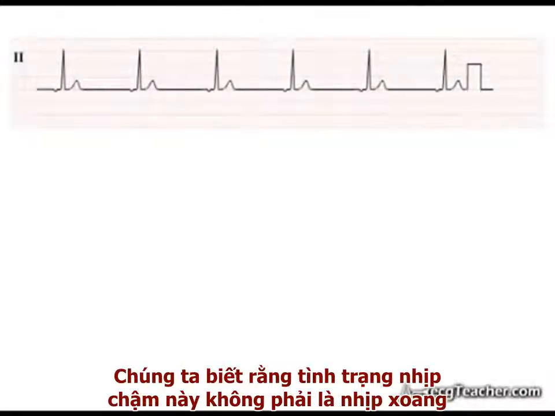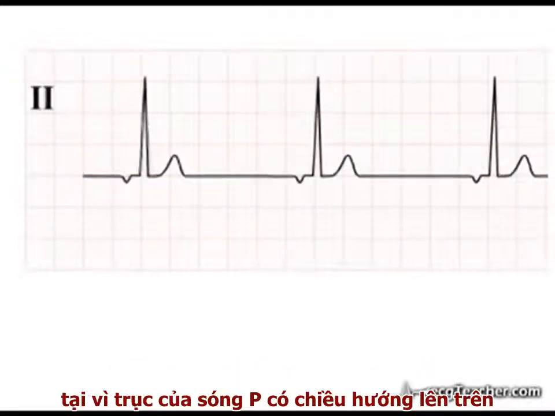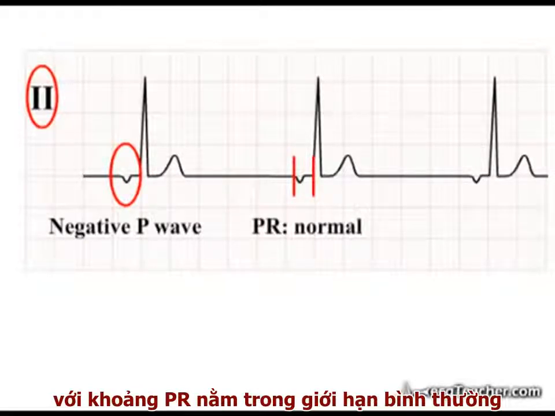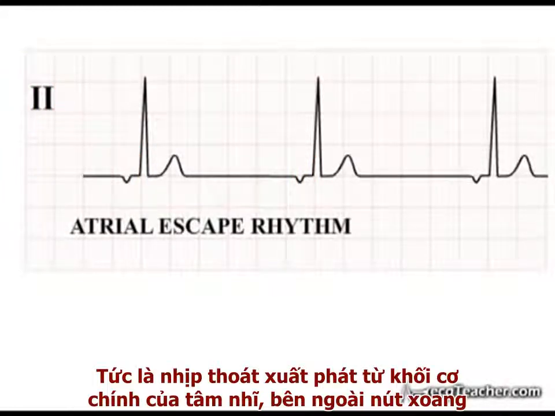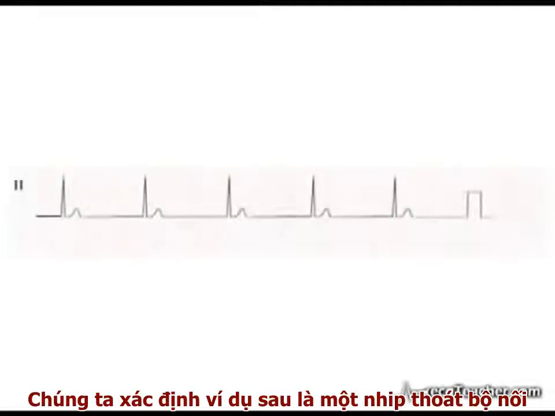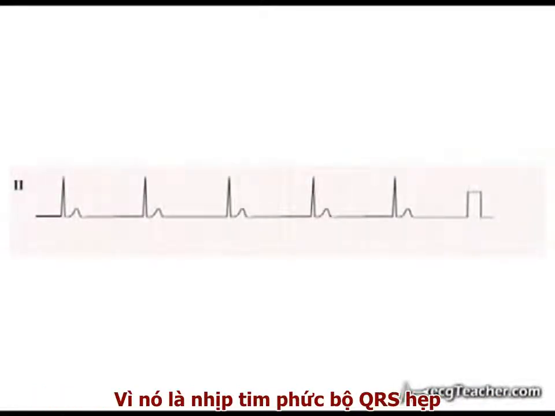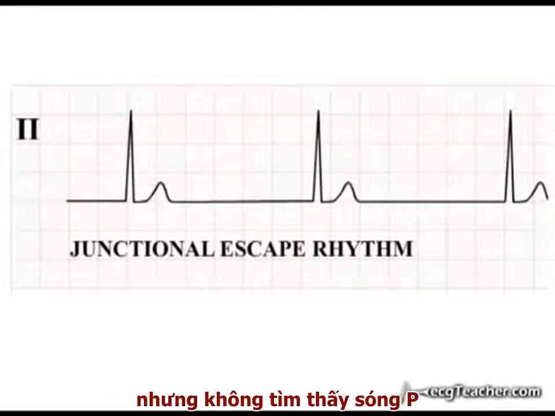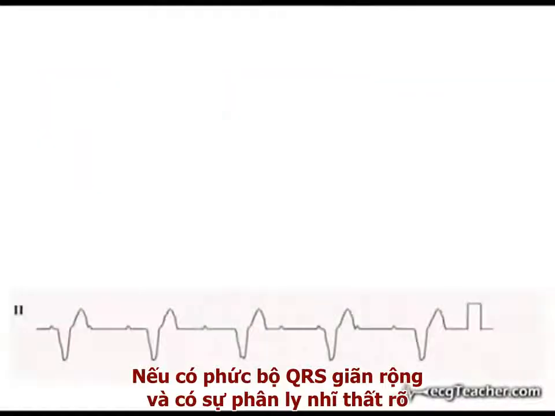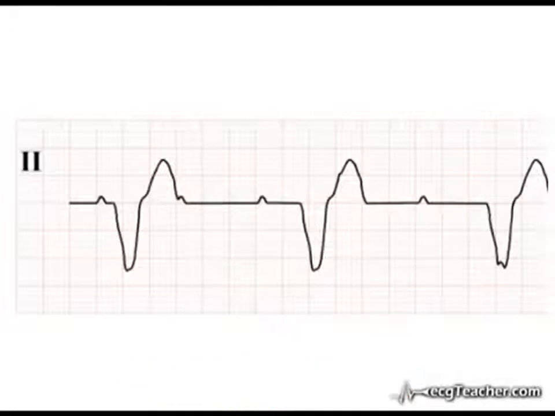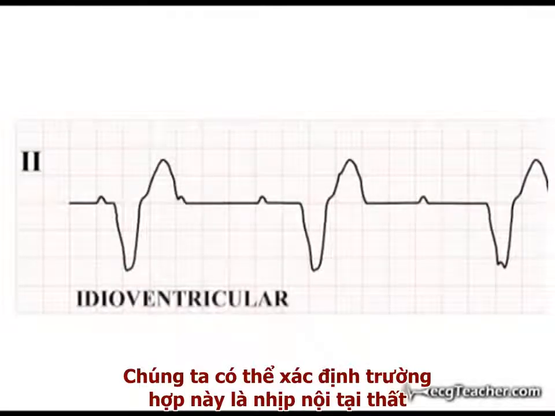We know that this bradycardic rhythm is not sinus bradycardia, as the P-wave axis is directed superiorly. With a PR interval in the normal range, it is likely to represent an atrial escape rhythm, an escape rhythm arising from a focus in the main mass of the atria, outside the SA node. We can identify this example as junctional, as it is narrow complex, completely regular, but with no identifiable P-waves. In this example, the P-waves are likely buried in the QRS complex. With broad QRS complexes and obvious AV dissociation, we can identify this bradycardia as idioventricular.